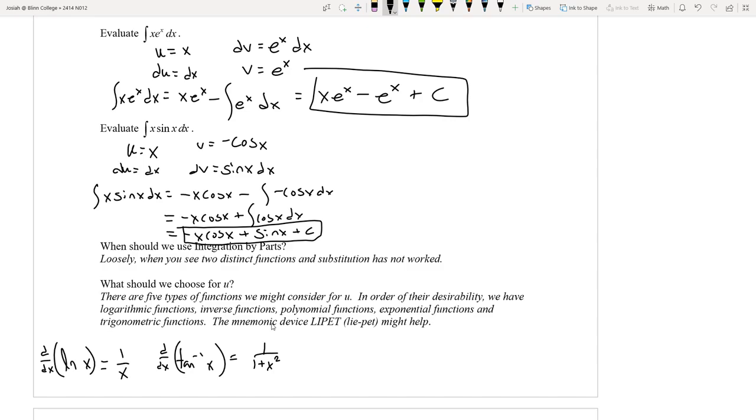And so we have this mnemonic device, LIPET: logarithms, inverse, polynomial, exponential, trig. And those are the choices for u in order.